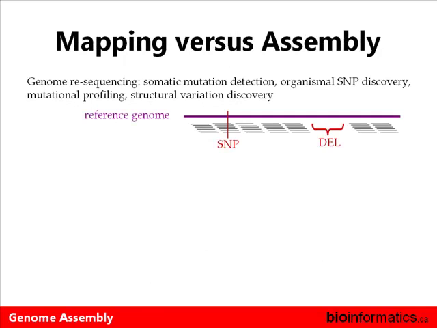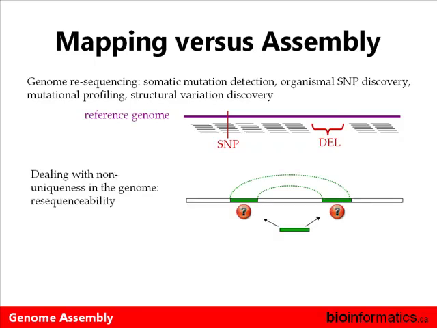So, mapping versus assembly. You have a reference genome and you want to find SNPs and indels. This is called genome resequencing, and this is great for somatic mutation detection, SNP discovery, and structural variation discovery, as we'll talk about. But one of the problems is dealing with non-uniqueness. You have a read, and it maps to multiple locations. What do you do with it? Maybe it maps perfectly to one location with one change in the other one. Well, then you can probably send it there. But it's even more difficult if it maps with one change to each one, and maybe different changes. So you really do not know where to send this read.